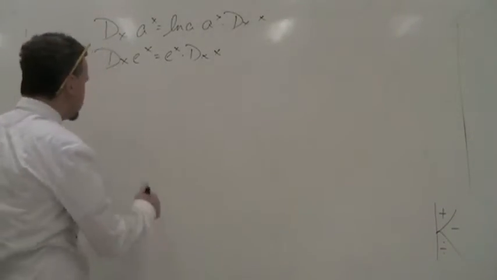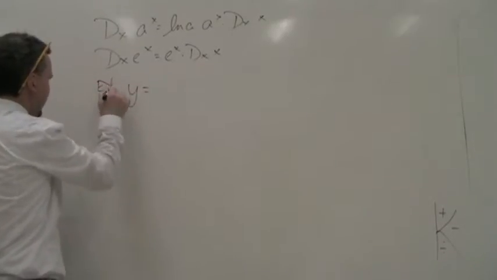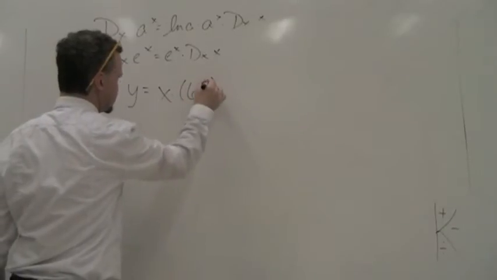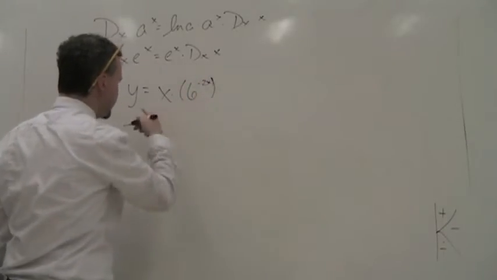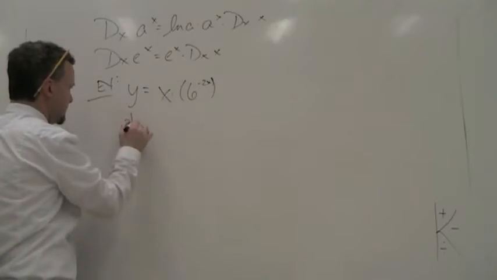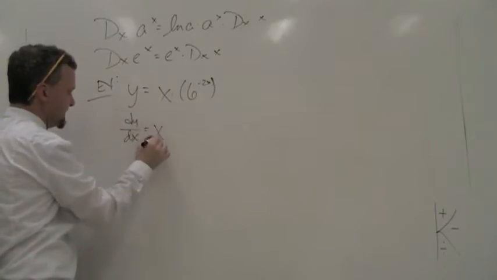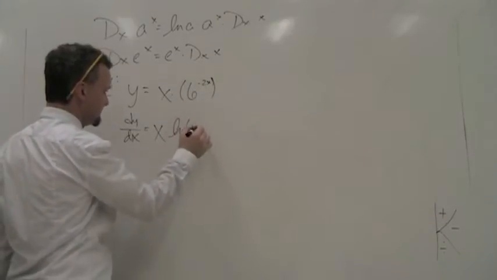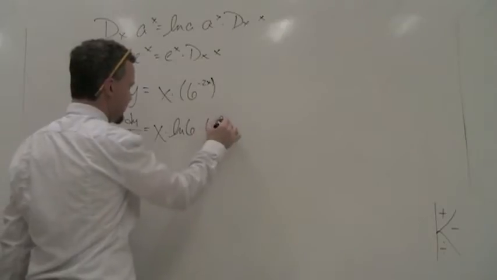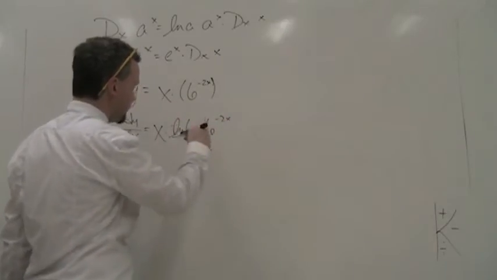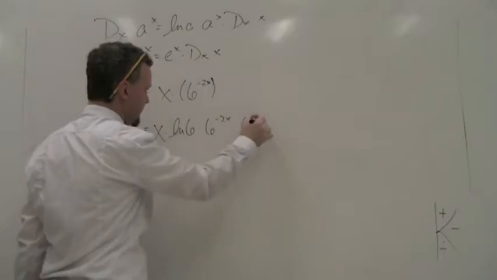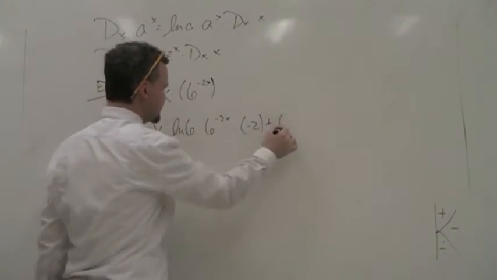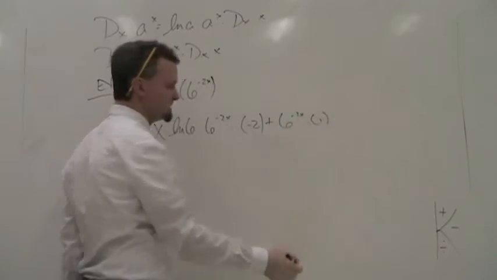Okay, alright, so let's do a problem here just to say we did it. Let's let y equal x times 6 to the negative 2x. Okay? This is a product rule problem. So dy dx, the derivative, leave the x there. The derivative of 6 to the negative 2x is ln 6 times 6 to the negative 2x times the derivative of the exponent here, which will be a negative 2. And that's the chain rule part, plus leave the 6 to the negative 2x, the derivative of x is 1.